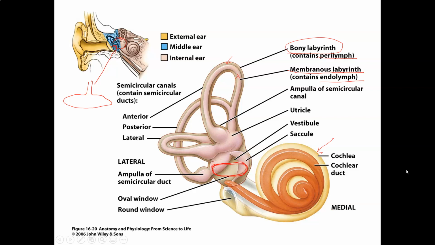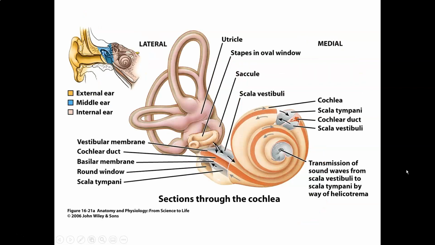So we'll come back to that. That'll be important when we look at how this all works. So in this picture, we do see the stapes in the oval window. So there you see the stapes. Behind it or under it would be the oval window.